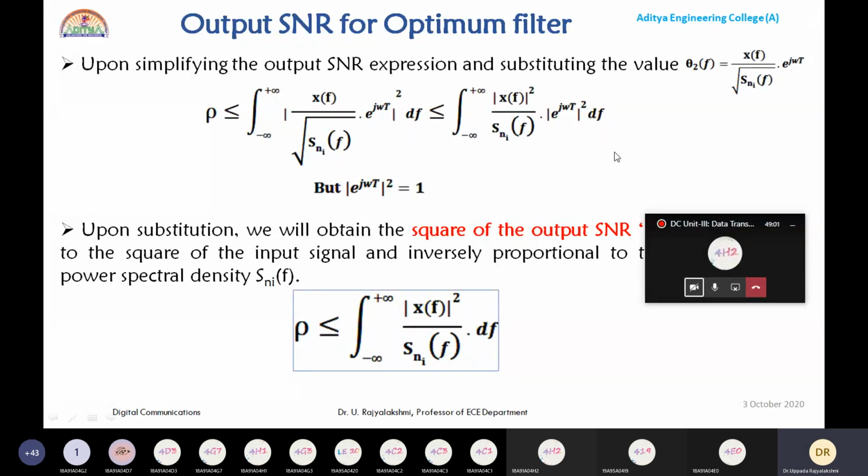It is 1. How is it 1? E power j theta equals cos theta plus j sin theta, ma'am. Then the magnitude equals 1, ma'am.